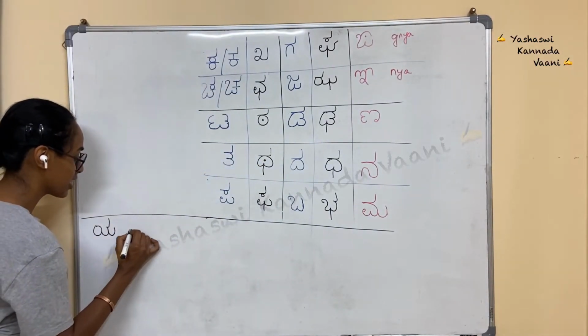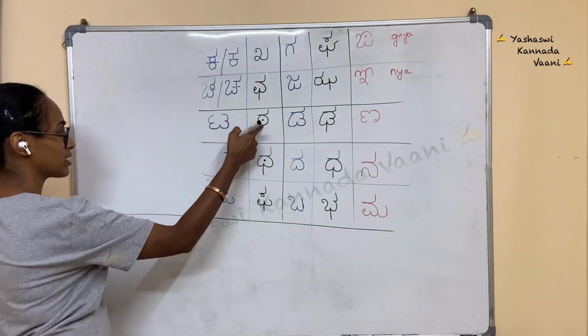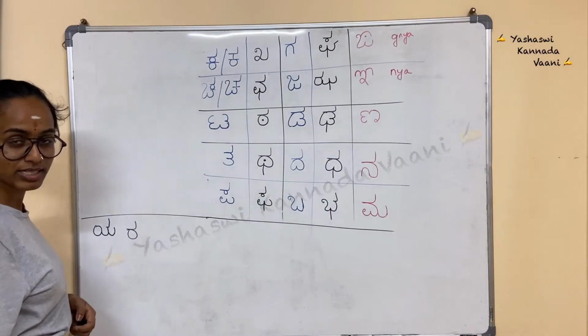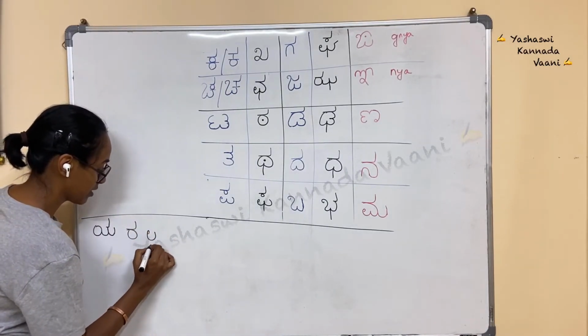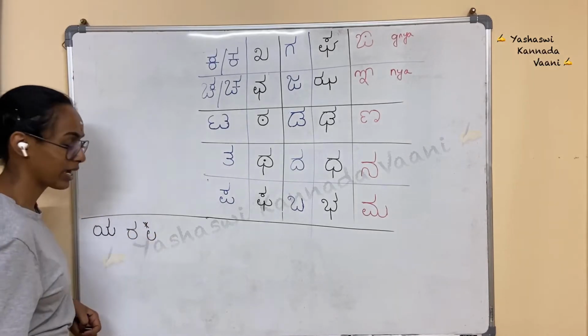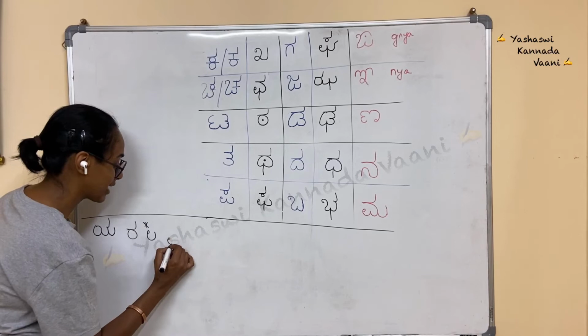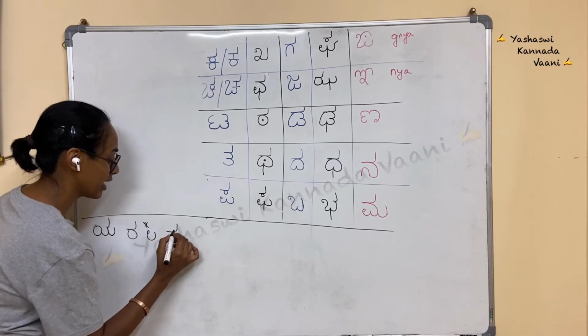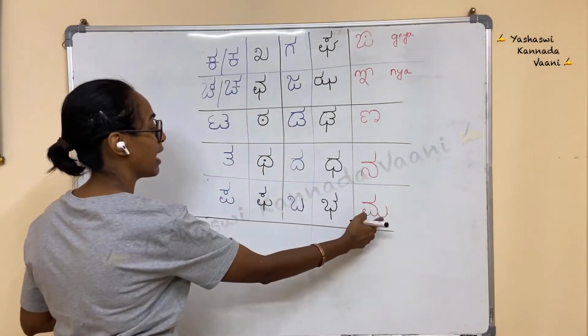Ra, 0 and tale. Don't get confused with this one and this one. This has a dot, this doesn't have a dot. La. Very important letter, I'll tell you why. Va. Write like a and put a head. Don't get confused with this, this and this.